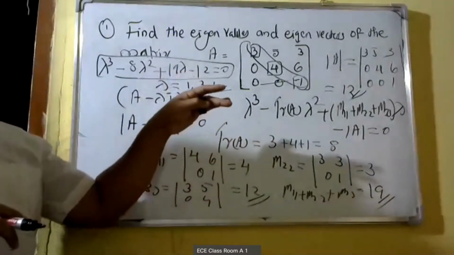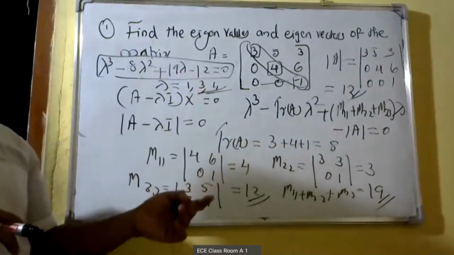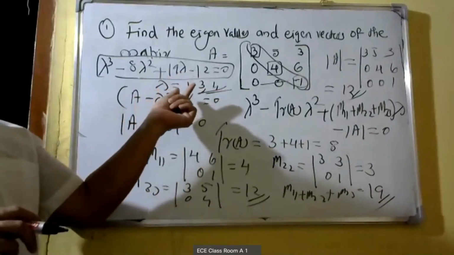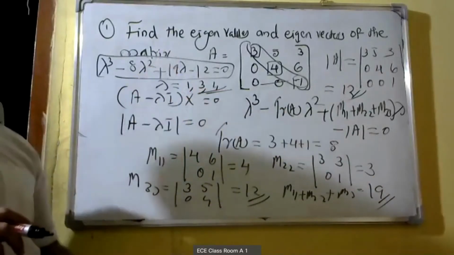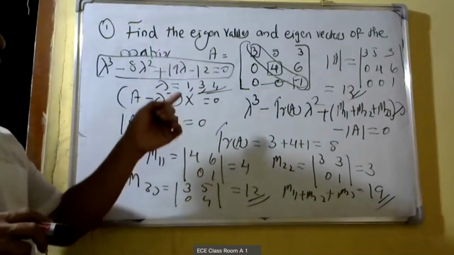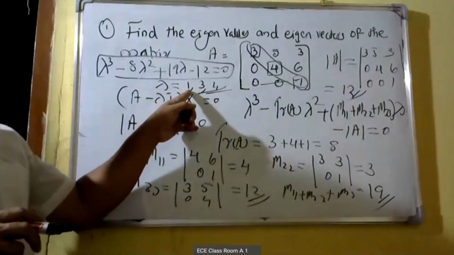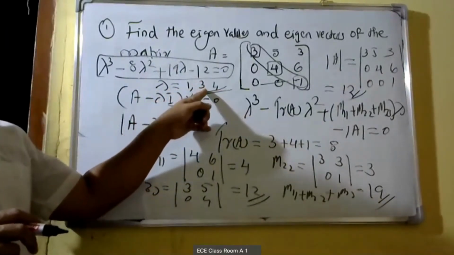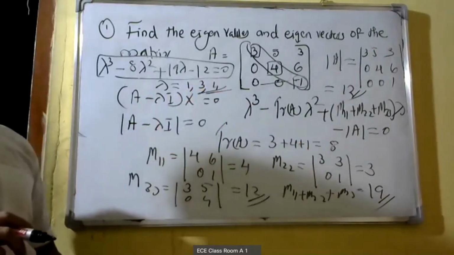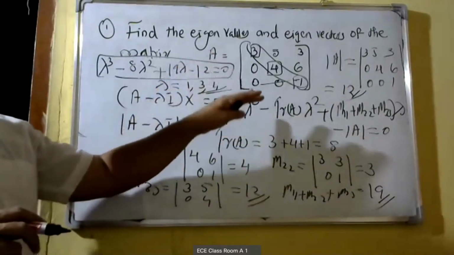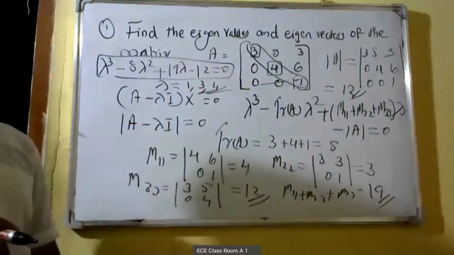First stage is over. Next, we have to find each eigenvalue. For each eigenvalue, we have to find the eigenvectors. For lambda equal to 1, what is the eigenvector? Lambda equal to 3, what is the eigenvector? Lambda equal to 4, what is the eigenvector? But this is the procedure to find the eigenvalues.